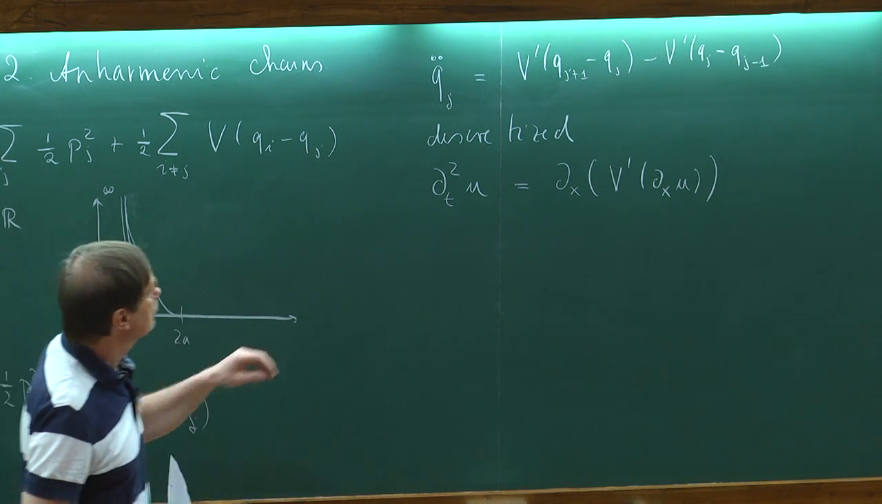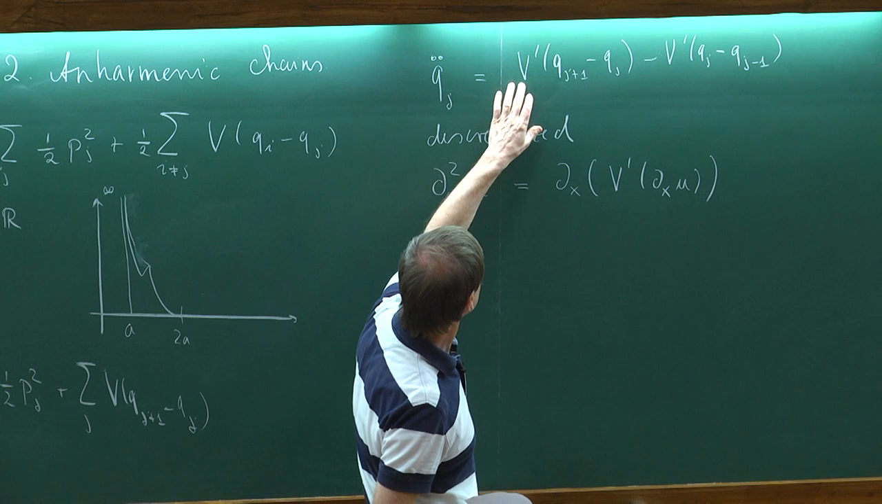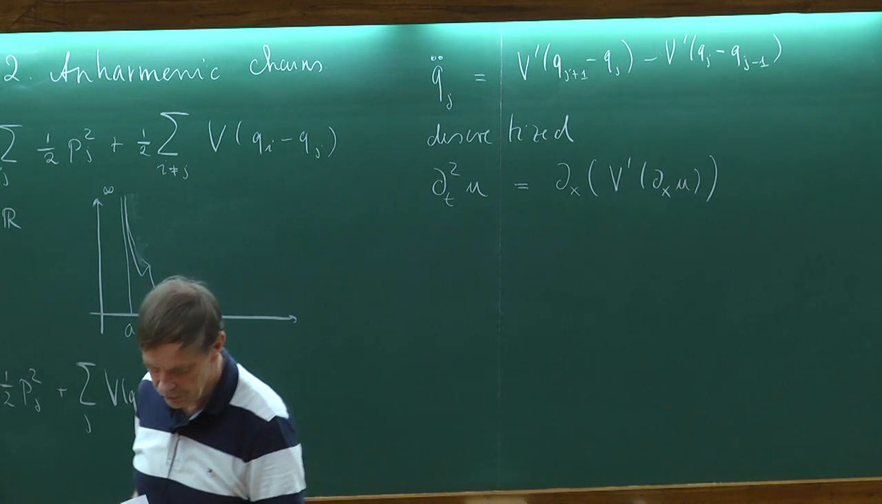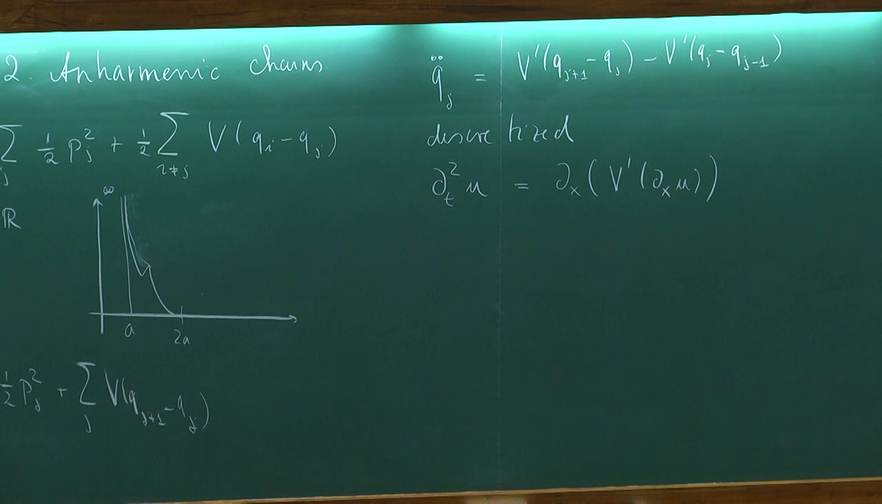And in case this would be a harmonic potential, then this would be linear, and then you have the ordinary linear wave equation. But in general, it will be some nonlinear potential. And then, once I'm on that level, then of course, I can allow for a much more general class of potentials than which comes from this construction.